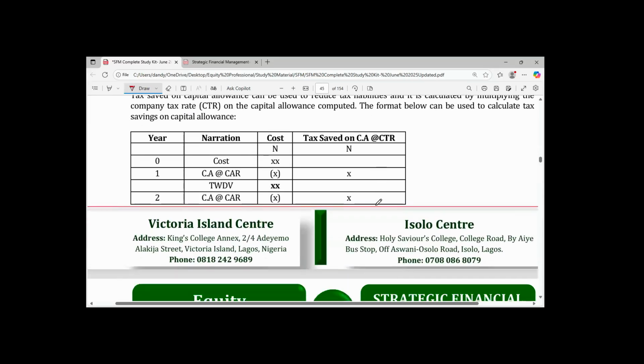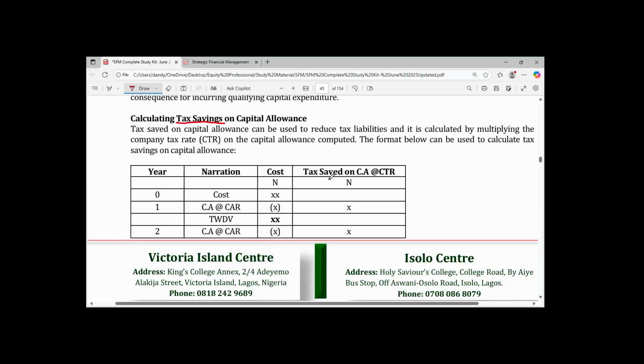Anytime you want to appraise a project, and an examiner has given you tax depreciation or tax allowable depreciation, you can either use capital allowance to reduce your tax liability, or you use tax saved on capital allowance to reduce your tax liability. Whichever of the two, you get the same answer, even though they are different ways of calculating it. However, if you want to use tax saved on capital allowance, there are two stages. You first calculate your capital allowance. After that, you calculate tax saved on the capital allowance.